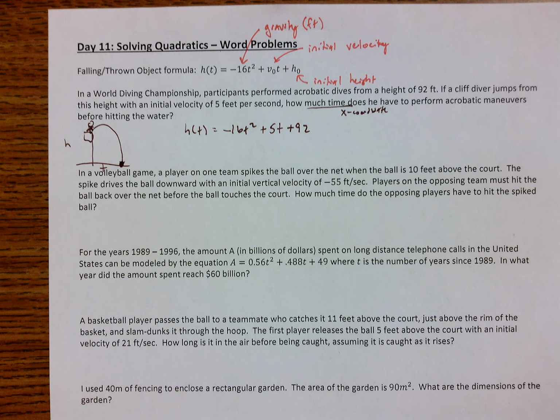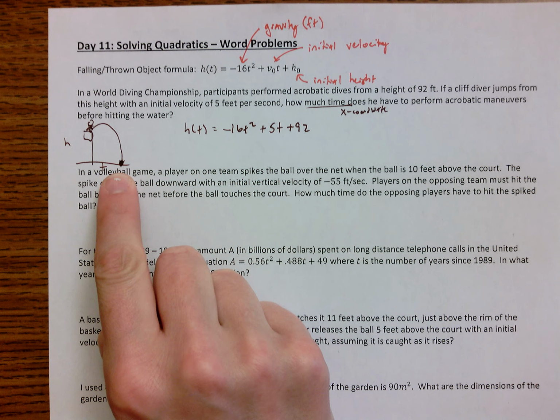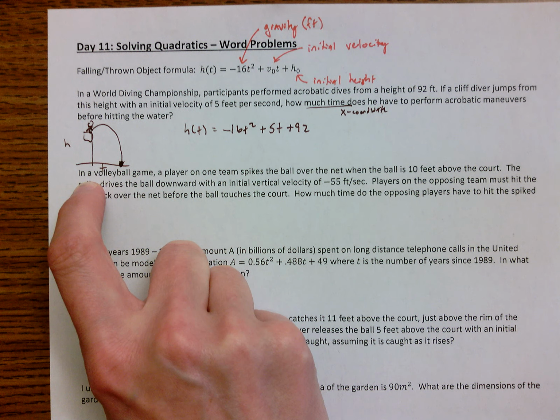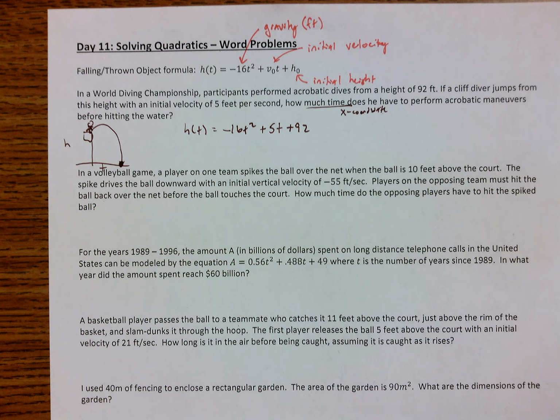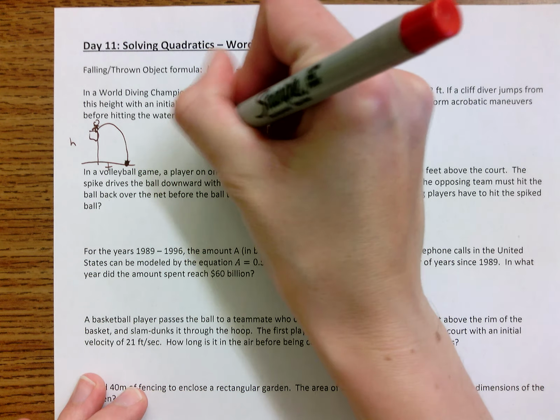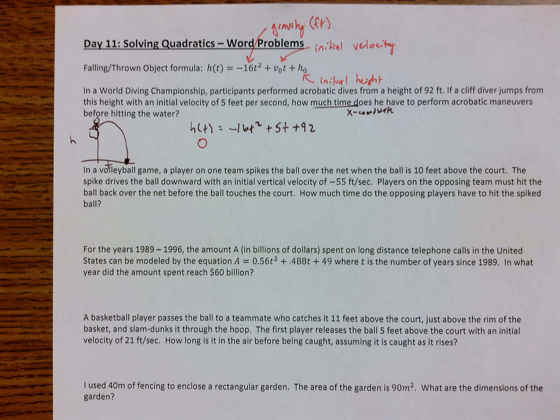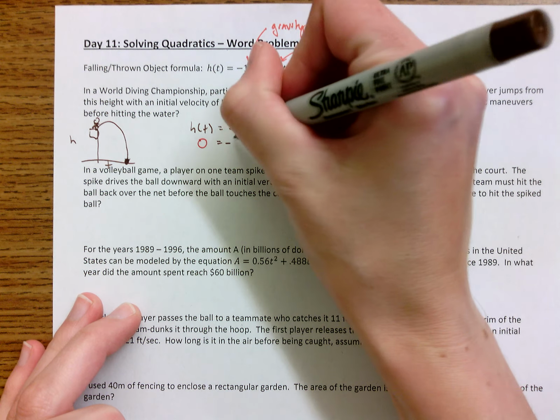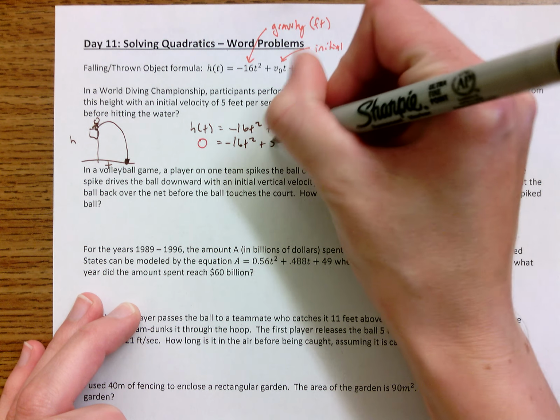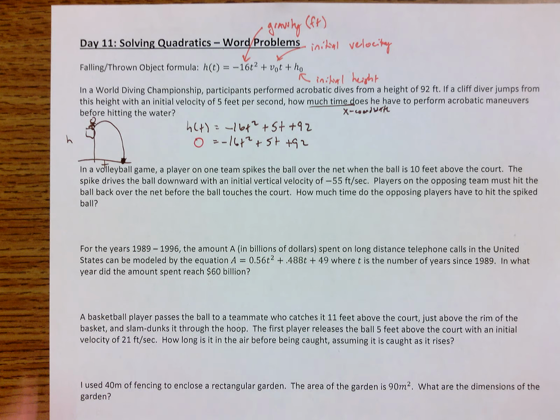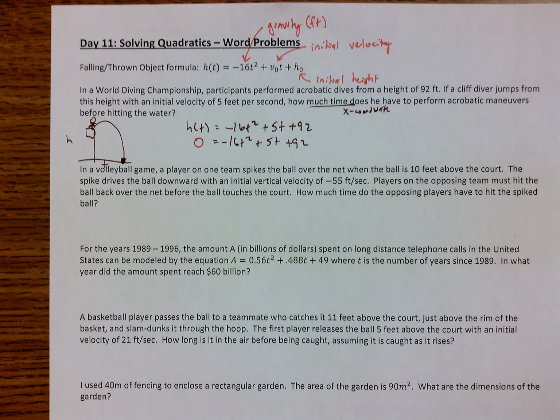All right, so there's my equation. Now what I need to do is actually solve this. What I'm looking for, again, is this x-intercept right here. So I want to find the time when the height is 0. We want to know when he is going to hit the water, and that's going to happen at a height of 0. So I'm going to plug in 0 for my height, and then my equation is going to be 0 equals negative 16t squared plus 5t plus 92. And that's what we're going to solve.